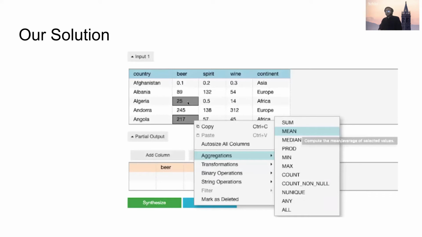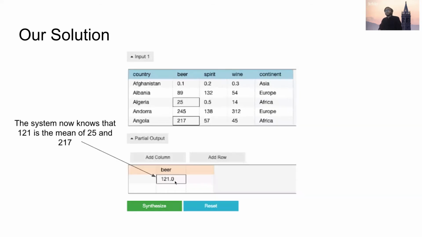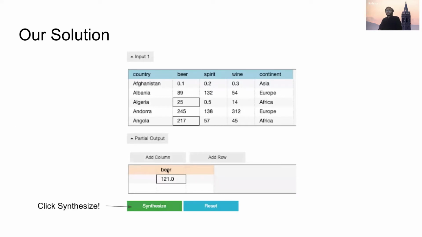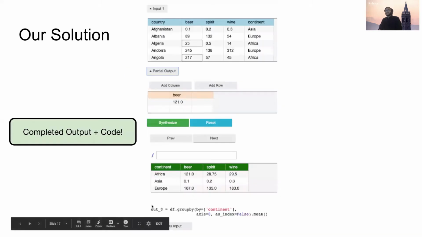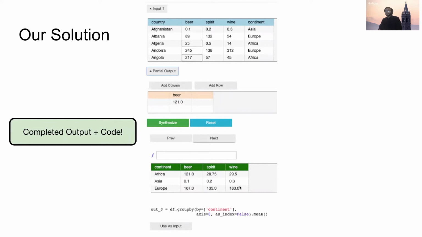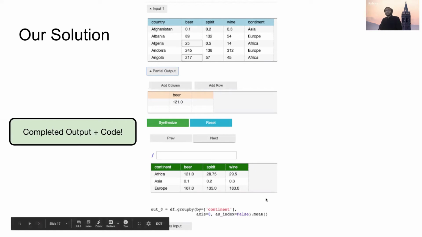Similarly, for aggregation, I select 25 to 17, select the mean operation explicitly, and then copy it over to the output. So now the system is aware behind the scenes that 121 is actually the mean of these. So we're not throwing away that important information. And this as an output is enough. We allow the users to specify just this. And once they click synthesize, we are able to come up with a completed solution. So you have the table over here containing the complete aggregation, and you have code as well. So the user can simply use the code from here in order to perform their task.